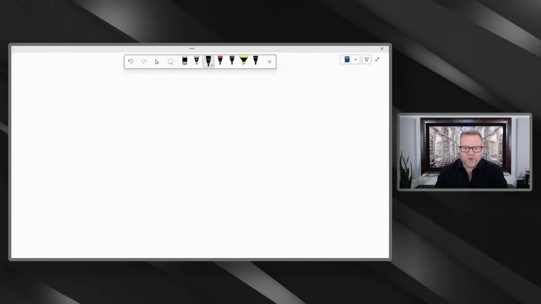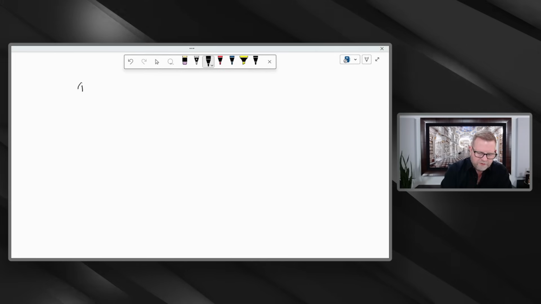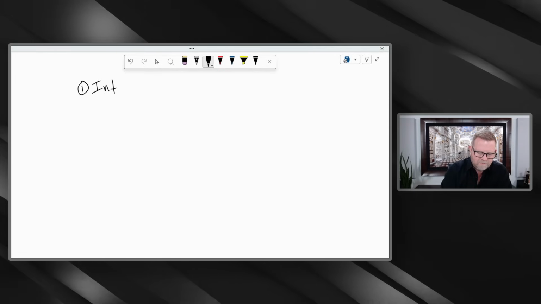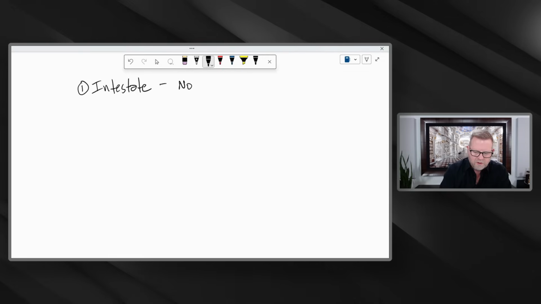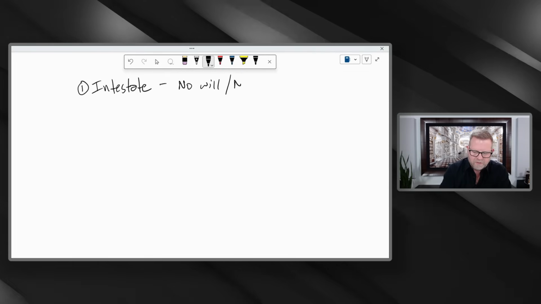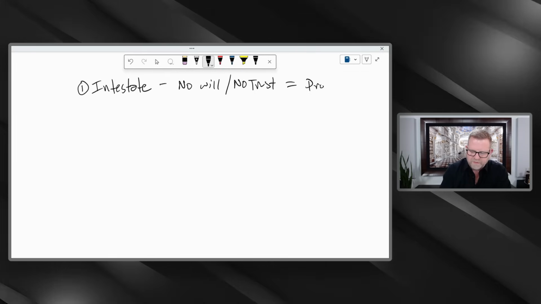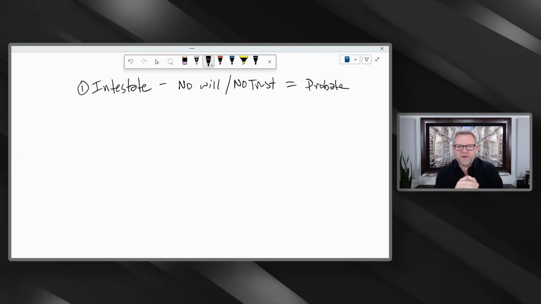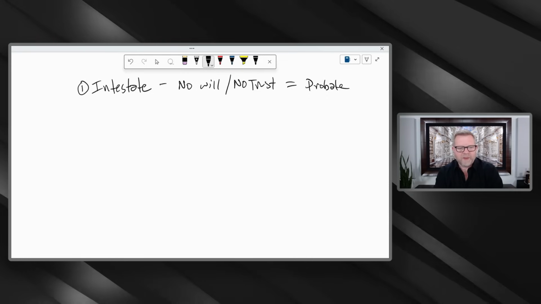Okay, you're going to fall into one of these three categories. I'm just going to make one is called intestate, which is no will, no trust. You go straight into probate. And what is probate? It's a court process to distribute assets. That's all you really have to know.